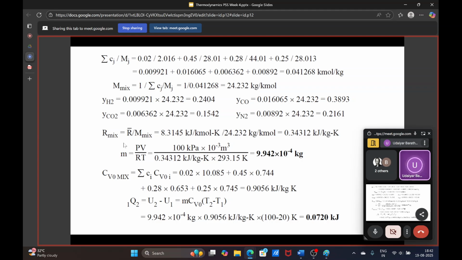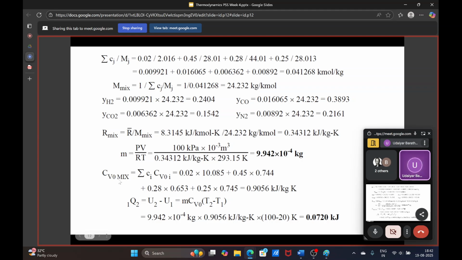And having found R mix, using the ideal gas equation, the mass is PV by RT. So 100 kilopascal into 10 power minus 3 for 1 liter, divided by R, which is 0.34312, into temperature, which is 293.15. This gives you 9.942 into 10 power minus 4 kg. This is the mass occupied in 1 liter of the gas.